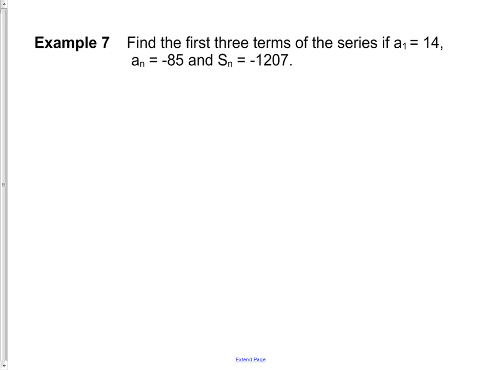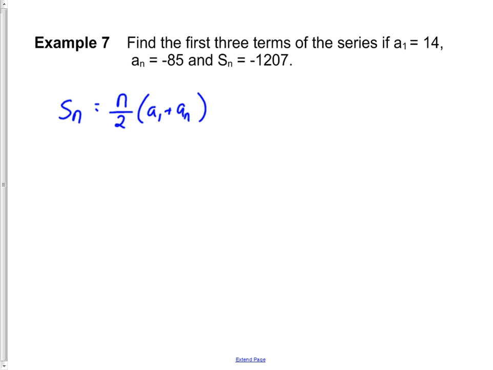Let's do a little different problem with the same formula. Find the first 3 terms of the series, if a sub 1 is 14, a sub n is negative 85, and s sub n is negative 1,207. So I know I'm going to start with the s sub n equation. S sub n equals n divided by 2, a sub 1 plus a sub n. Okay, and that should get us going with the problem.